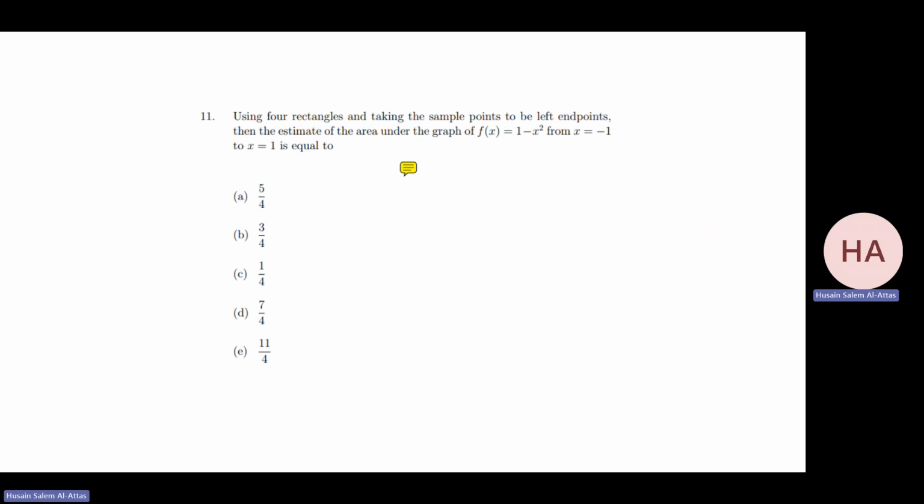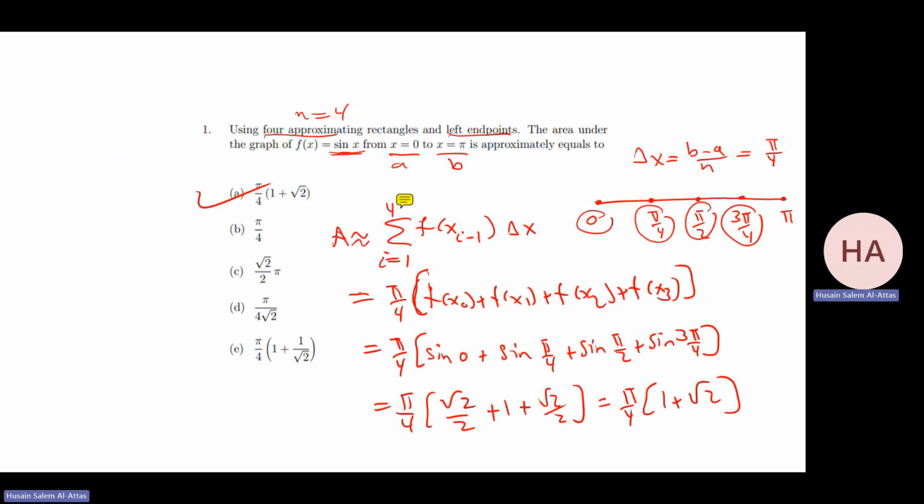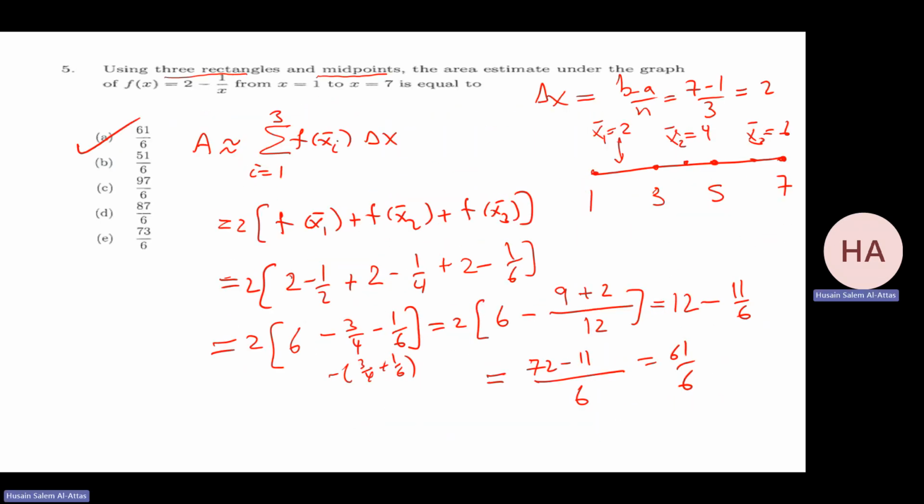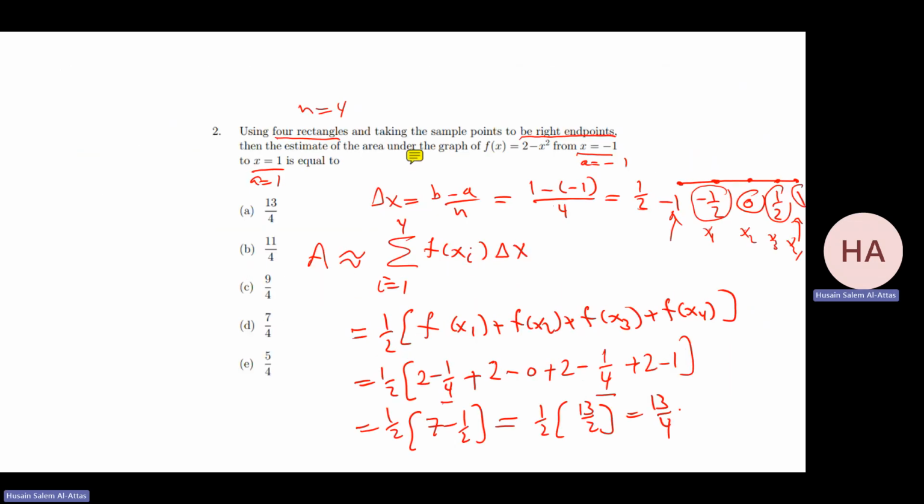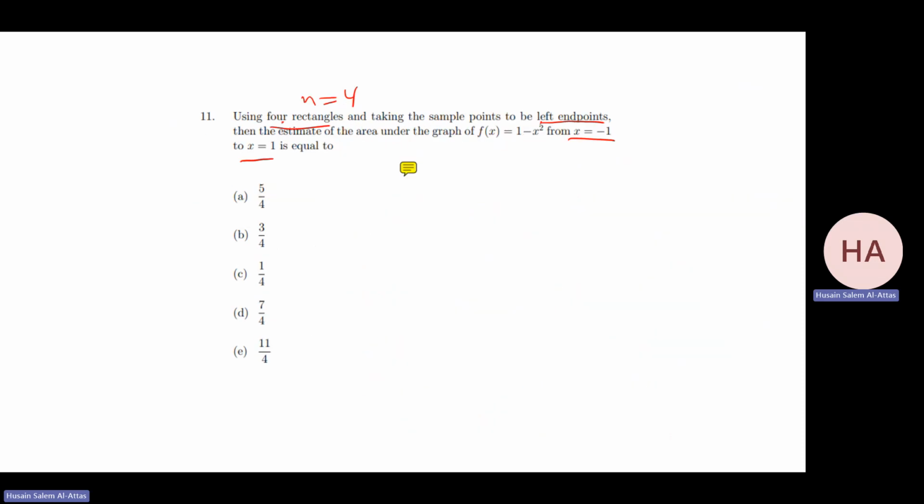Using 4 rectangles, take the sample points to be left endpoint, n equal 4, from minus 1 to 1. I did this, or I did something similar. Where is minus 1 to 1? Yeah, it's 2 minus x squared, not 1 minus. Okay, different a little bit.